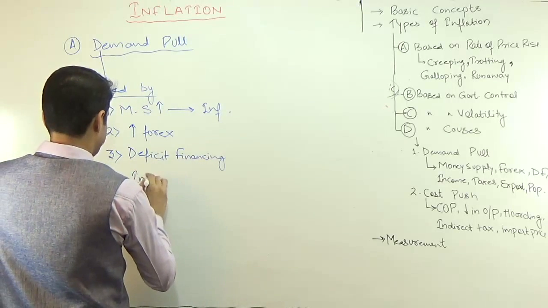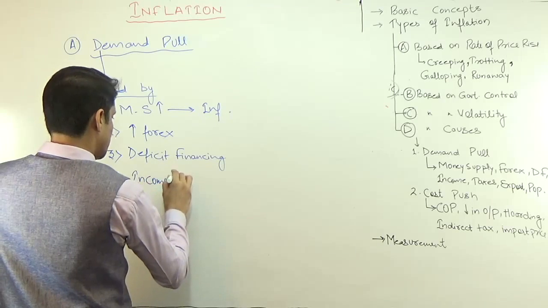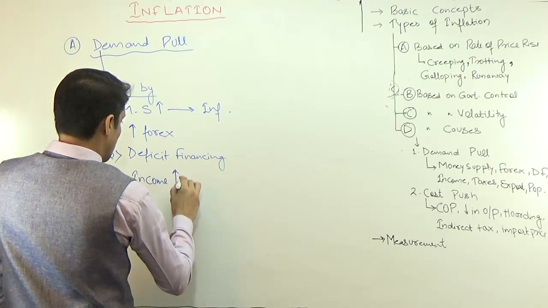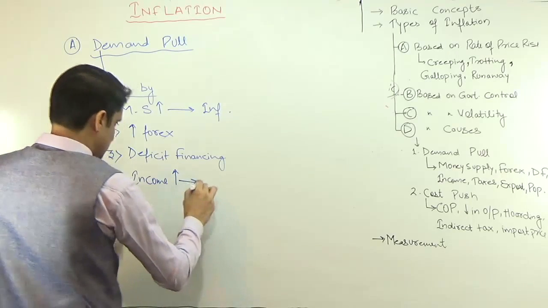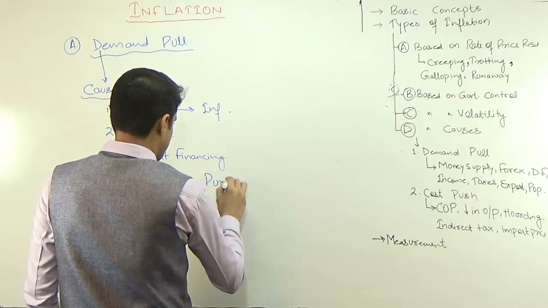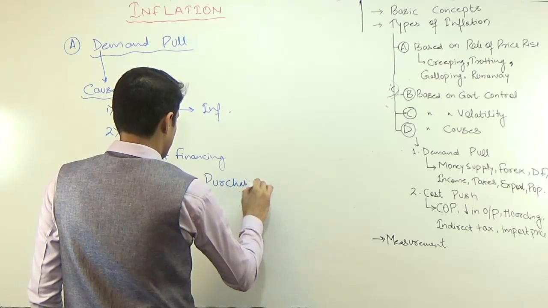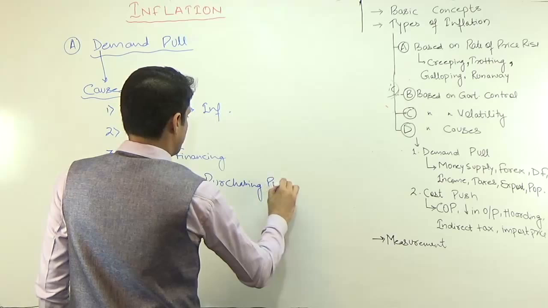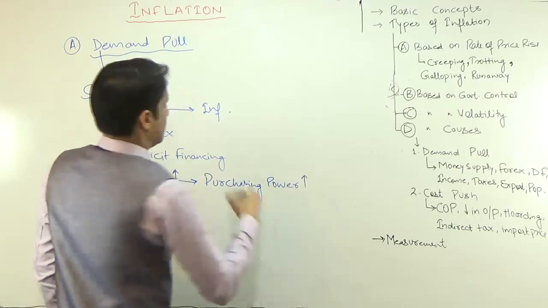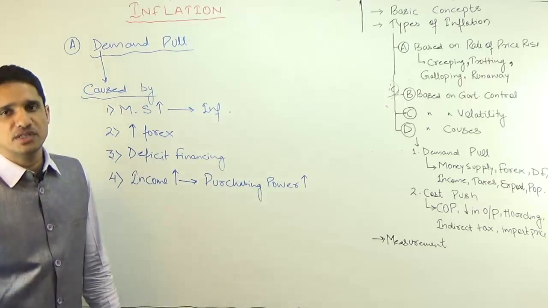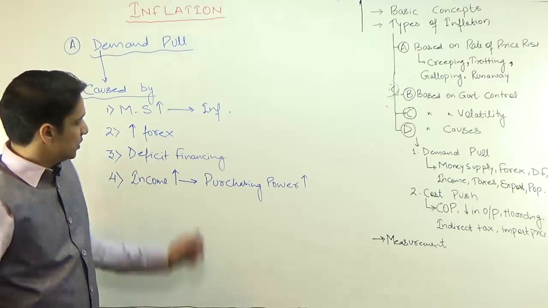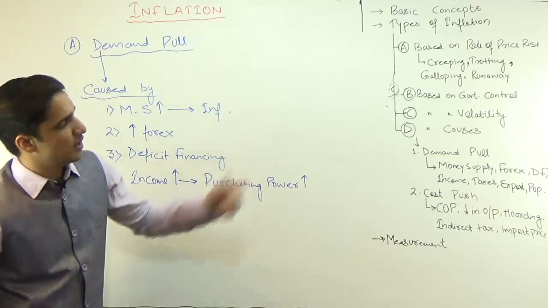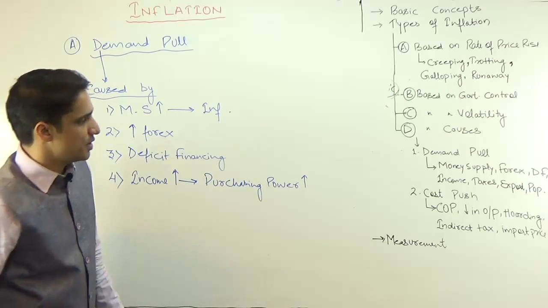Then we have income of households, income of firms. When income increases, their purchasing power increases, and when purchasing power increases, then the demand for commodities is going to increase. So increase in income is also one of the reasons of demand pull inflation.